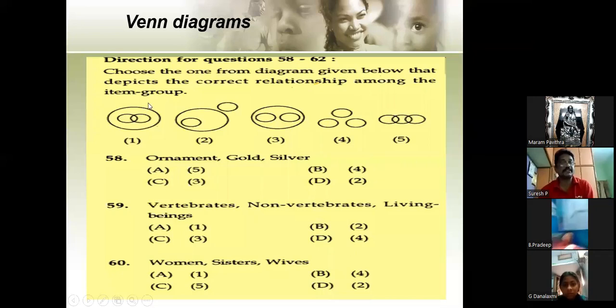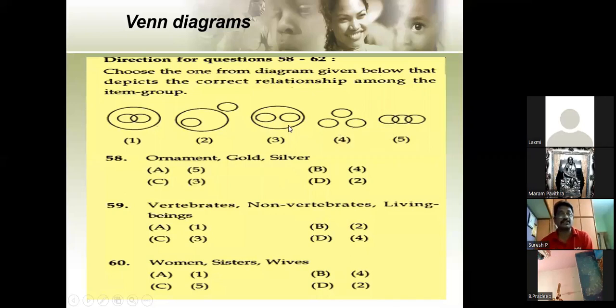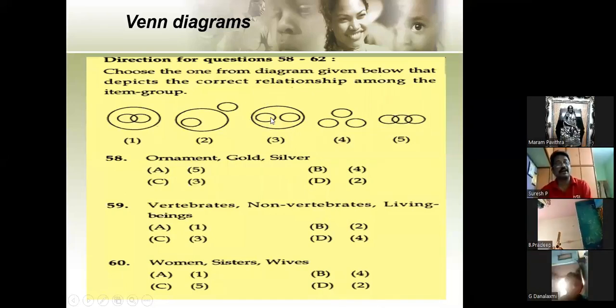Here gold ornaments are different, silver ornaments are different, but both are ornaments. Now if you consider the third one, these are ornaments. Gold ornaments are distinct, silver ornaments are distinct, and both do not intersect each other. So the third one is the answer. Okay. Now come to that.